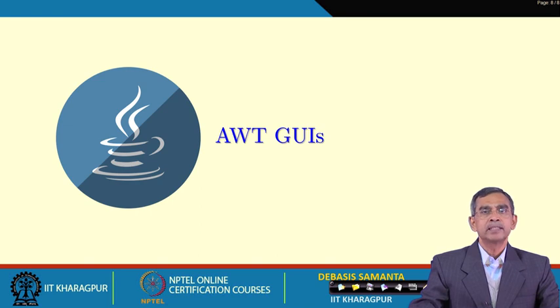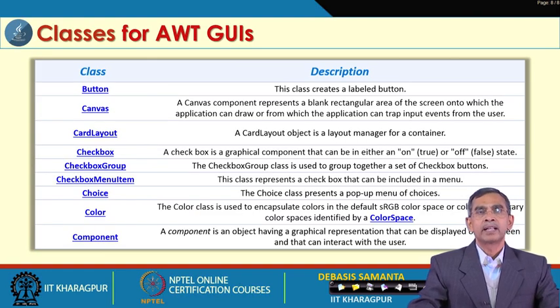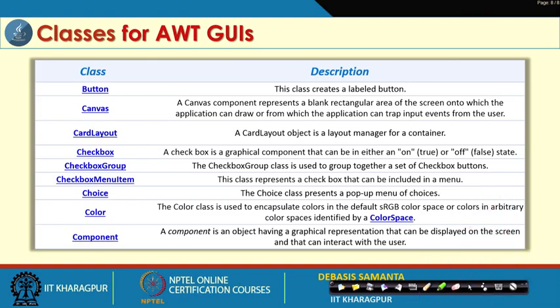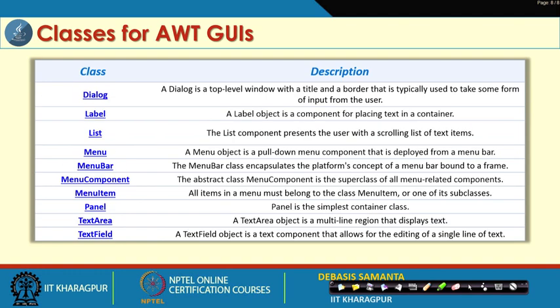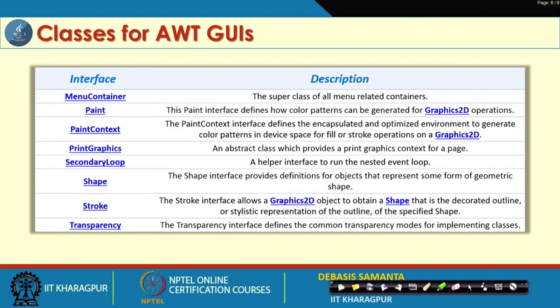AWT is for developing graphical user interfaces, and mainly the component is responsible for building GUIs. Now, what are the components? Those are very important to learn at the beginning stage of your programming learning. There are many classes and subclasses related to the component, like button, canvas, card layout, checkbox, etc. And there are many more classes, and also many interfaces, included here.